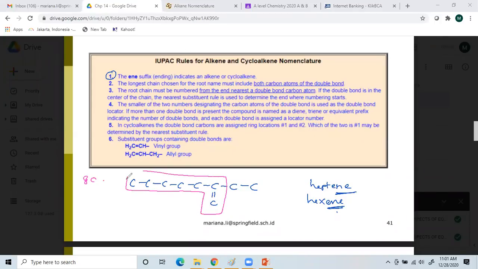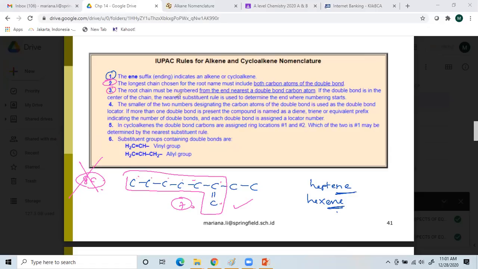So how do you determine the longest chain? You should include the C double bond C. Count once again, 1, 2, 3, 4, 5, 6, 7. Although this is 7, compared to the first way, which is 8, the first way is wrong, since the carbon-carbon double bond is not included in the longest chain. But even though this is 7, this is correct, since the C double bond C is included in the longest chain. So the longest chain chosen for the root name must include both carbon atoms of the double bond.